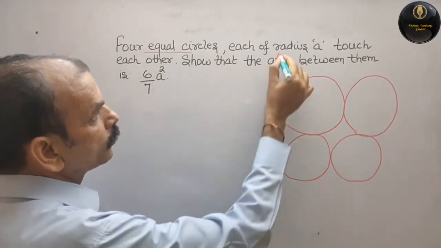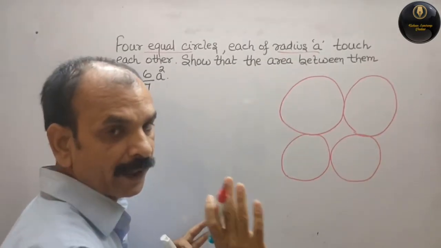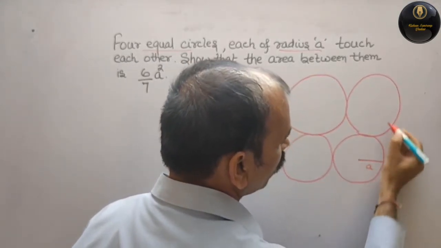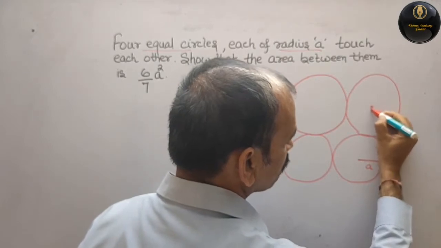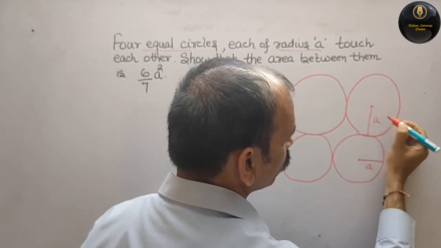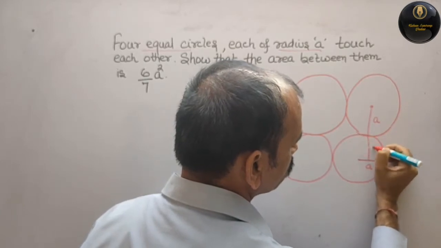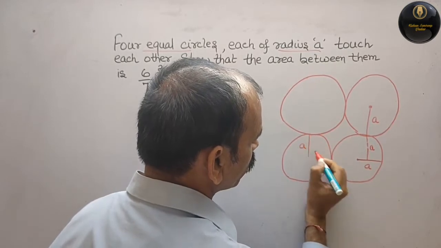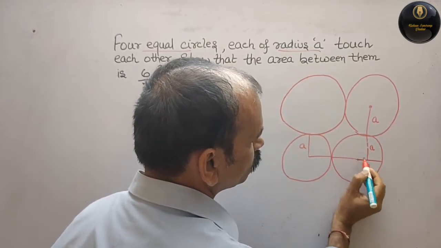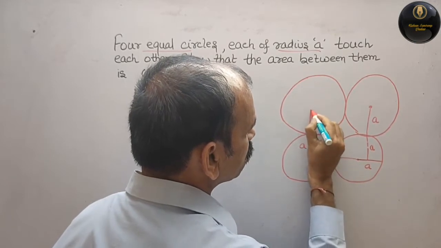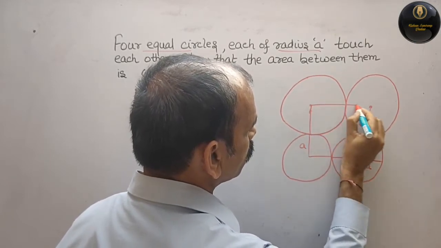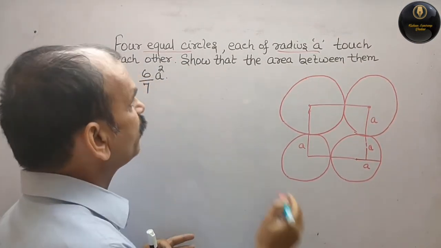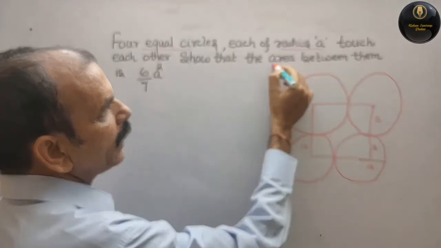And what they have told you, the radius is a. So radius is a. That means from here to here it is a everywhere. Or you can say from here to here it is a. This is also a. And this is also a. And likewise we have to draw like this. Everywhere a is there, radius is a, and we have to find out what area between them.